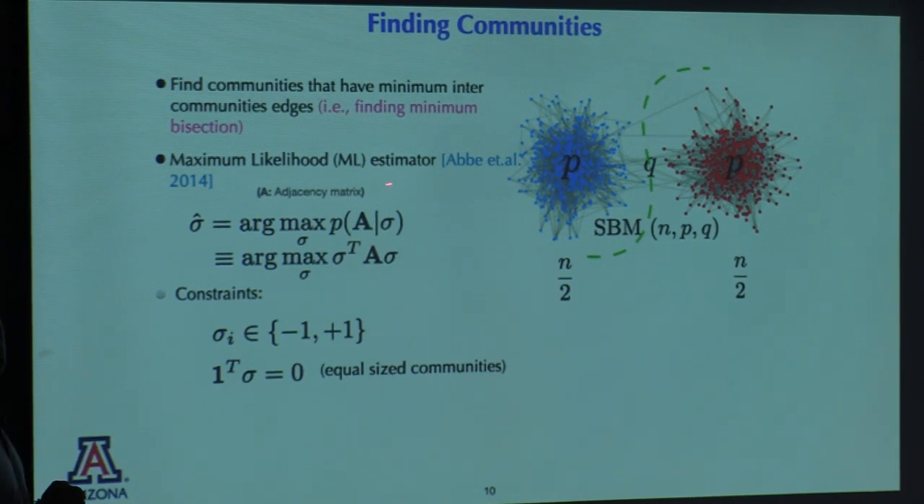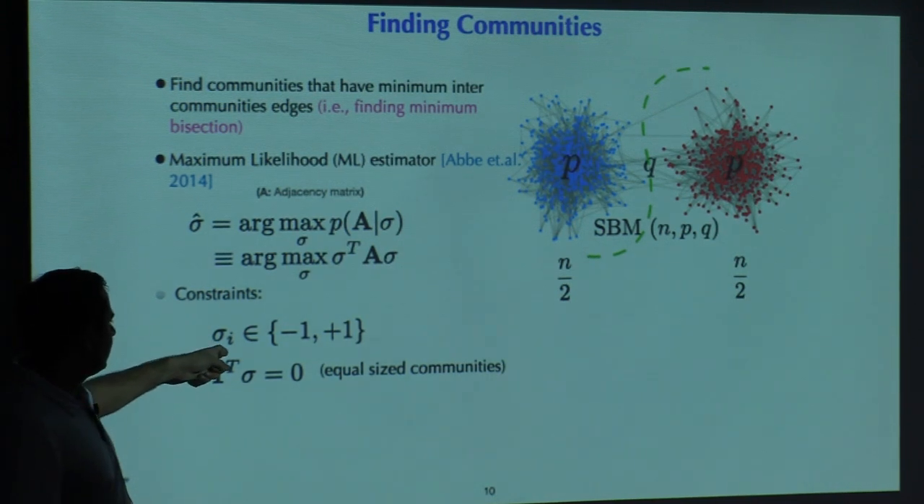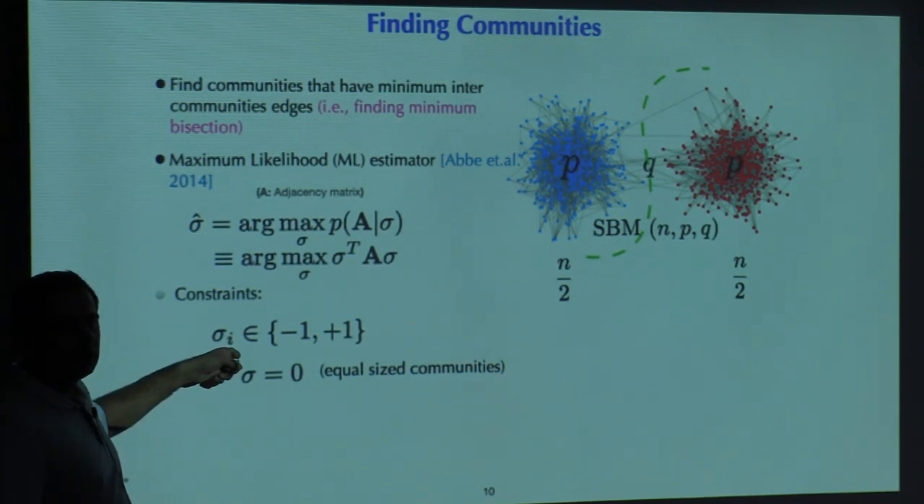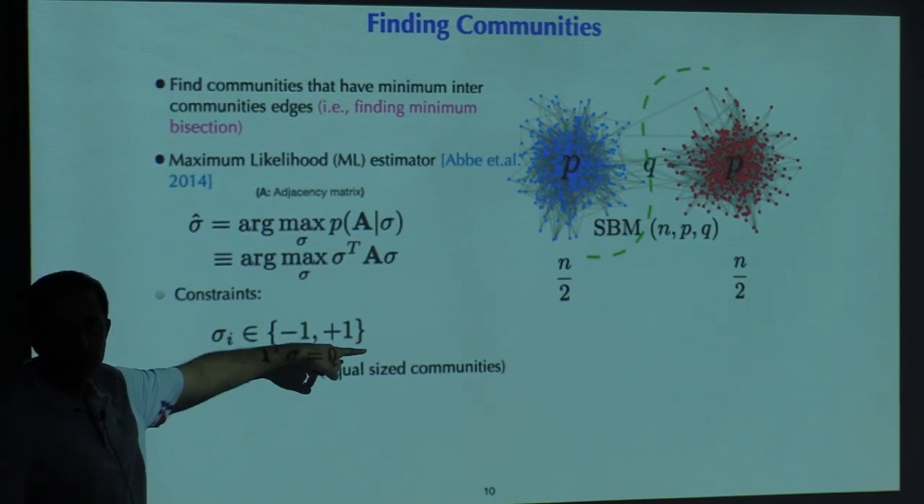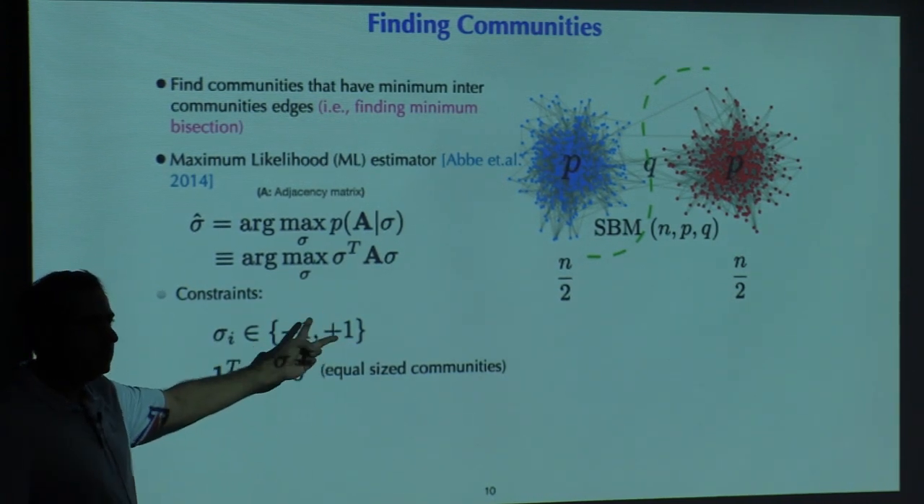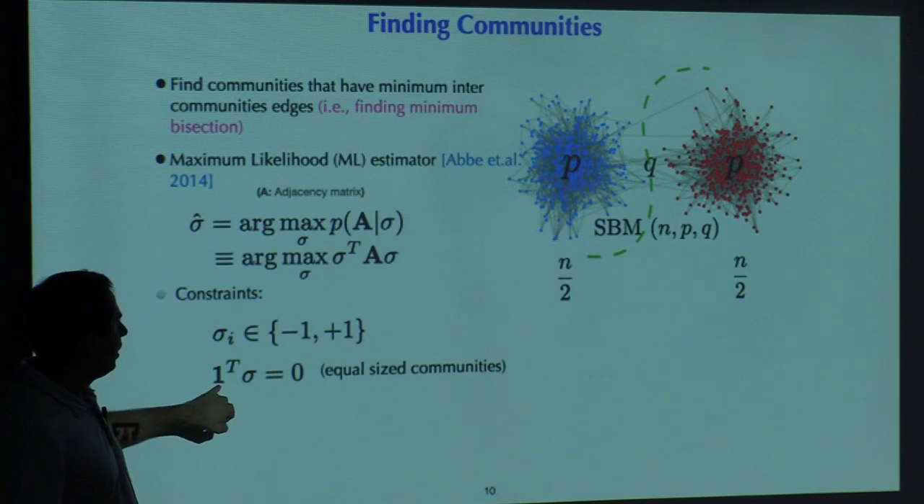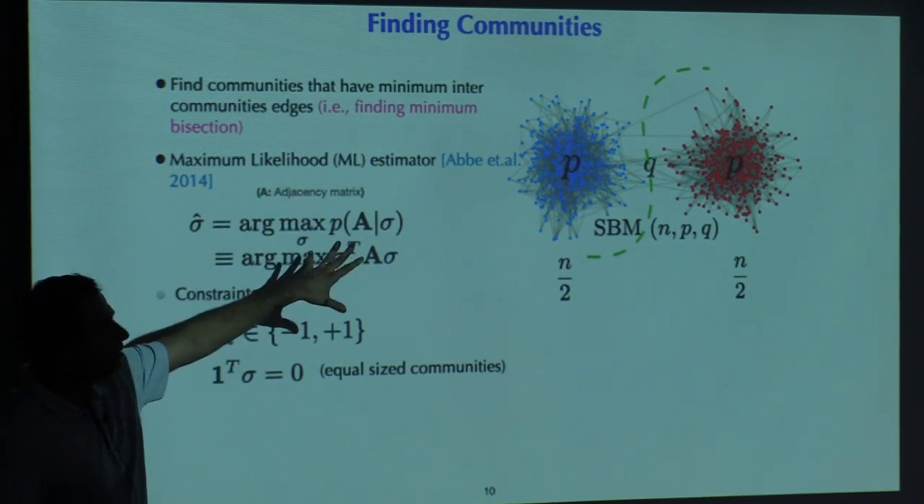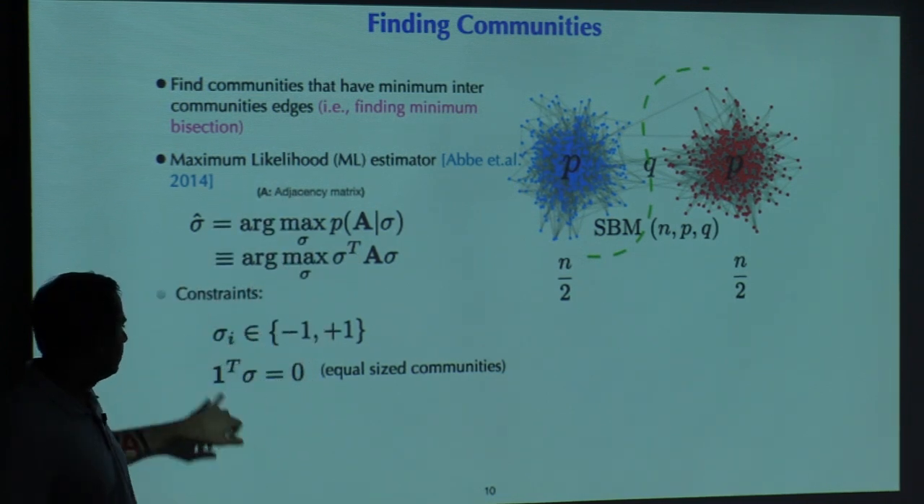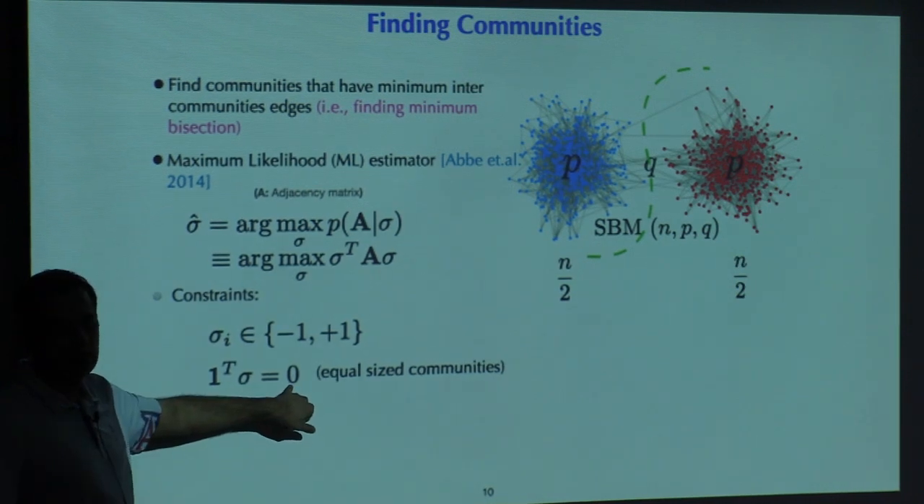So what is the maximum likelihood estimator? Find me the sigma that maximizes the likelihood function. So find me the sigma which maximizes sigma transpose A sigma, subject to a couple of constraints. The first constraint is that each element sigma i of that sigma vector should be either +1 or -1, corresponding to one of the two communities. And for this case, I'm assuming that communities are exactly of the same size. So 1 transpose sigma must be 0.